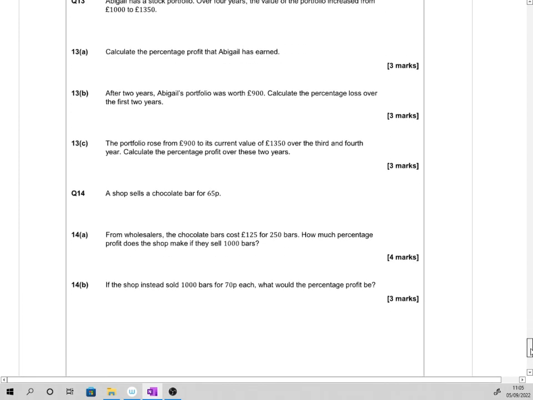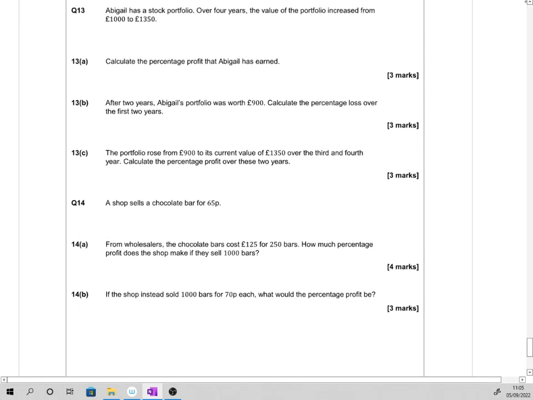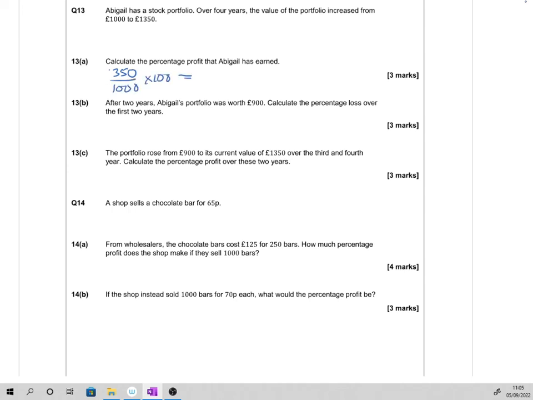You'll be pleased to know this is the last page because this is really a long one. Abigail has a stock portfolio. Over the 4 years, the value of the portfolio increased from 1,000 to 1,300. Calculate the percentage. So difference over the original. The difference is £300. The original is 1,000. Times that by 100. So we get 300 divided by 1,000 times 100.